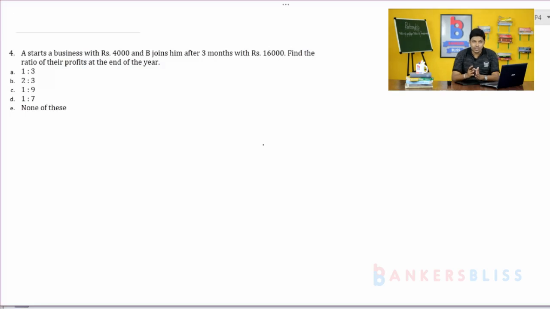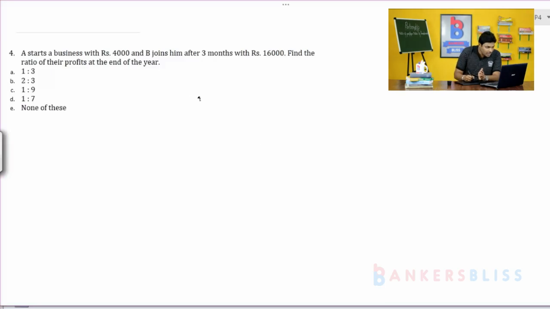So, you have to concentrate properly. The time period is different. A is investing for 1 year and B is investing only for 9 months, because B joins the business after 3 months. Means in 12 months, 3 months are already completed, so they are investing only for 9 months.